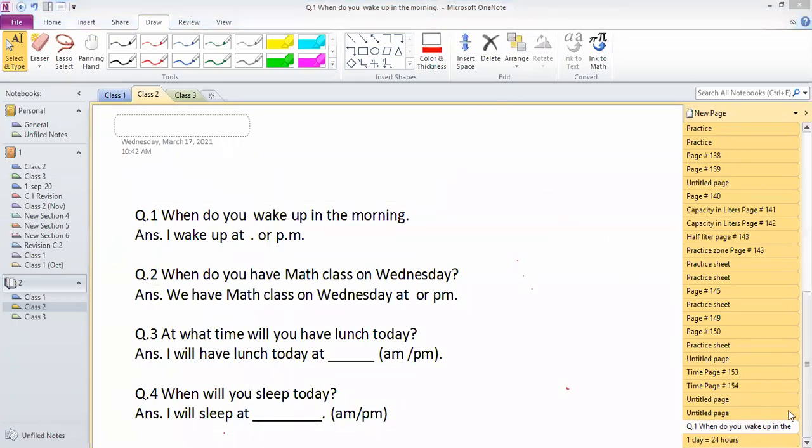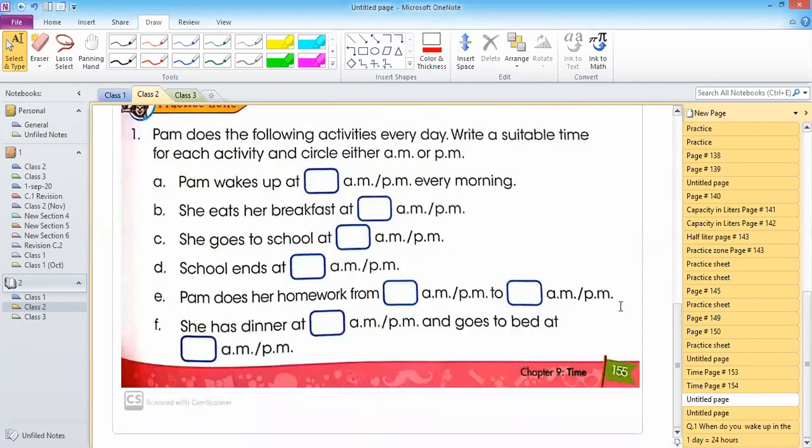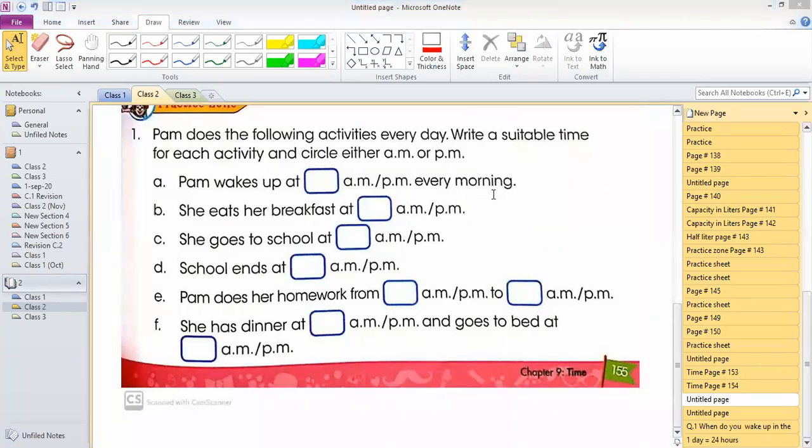All right, guys. Now I'm going to take you to the book. This is page number 155. Okay. So here is the activity of AM or PM for practicing. Look, Pam does the following activities every day. Write a suitable time for each activity and circle it as either AM or PM. Okay. So Pam wakes up at dash AM. We are not going to write it. Just tell me the answer. Pam wakes up at dash AM or PM every morning.